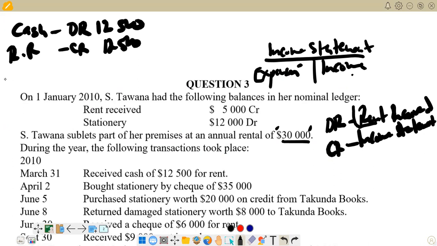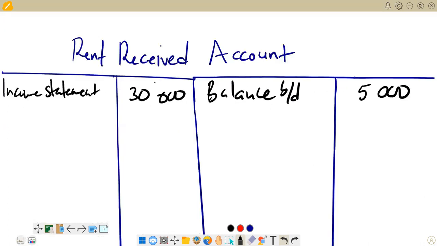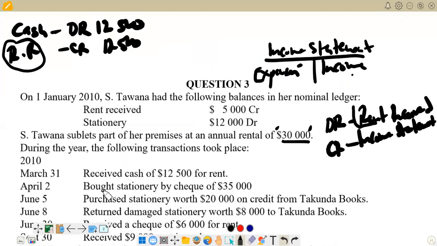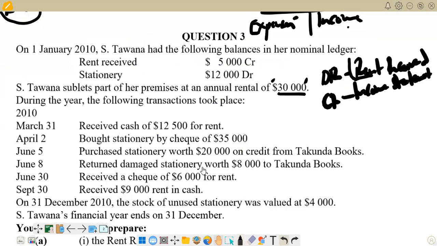So the part that we are concerned with is this part of rent receipt. So we go to the credit side of the rent receipt and enter that one, 12,500. So here we've got cash, 12,500. Then we go back again to check the next transaction. The next transaction is saying bought stationery by check. This one is affecting stationery, recorded in the stationery account. Then we go purchase a stationery again. This is stationery. Return the damaged stationery also. This is affecting stationery.